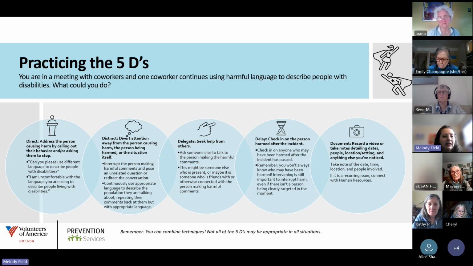Yeah. And there's a combination of things that you could do if you wanted to. I am seeing folks mentioning direct intervention, as well as the option to document it and check in with anyone that might have been harmed afterwards. You can use a combination of the 5Ds in this scenario. Especially if you're with people that you feel comfortable enough with, being direct could be one of the better ways to intervene.